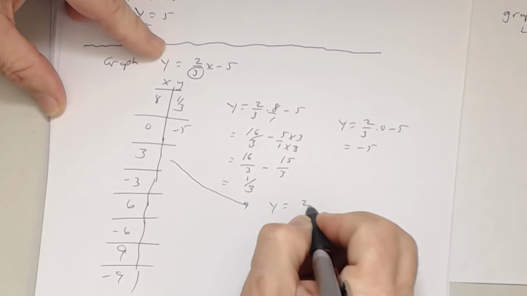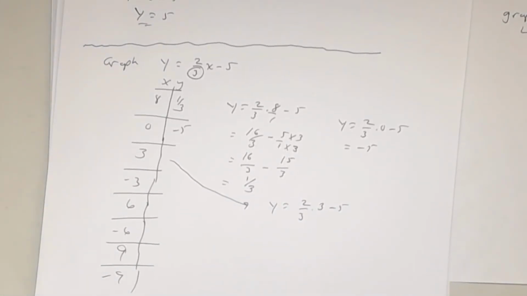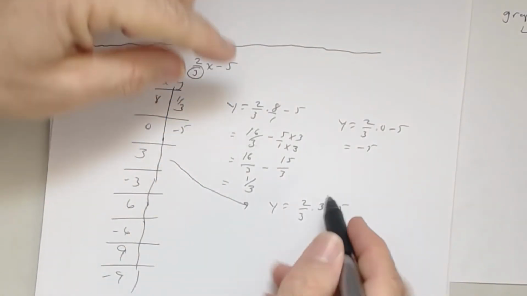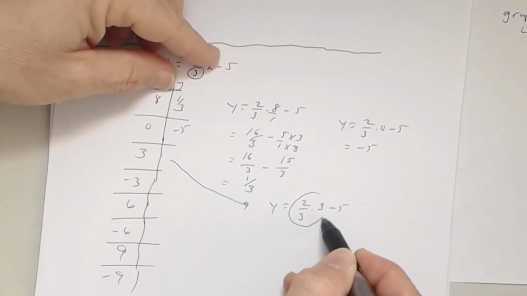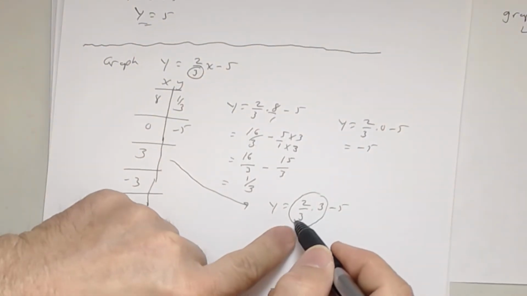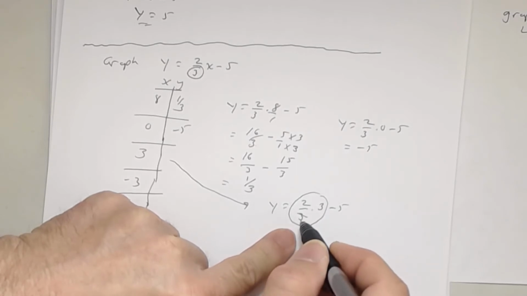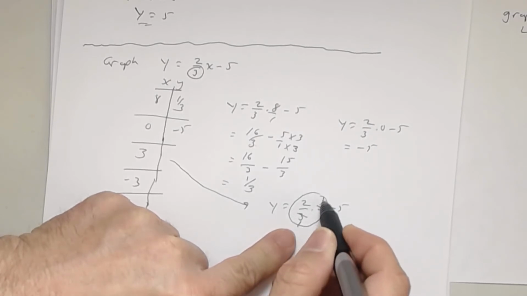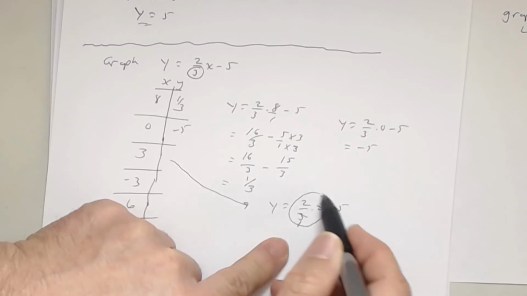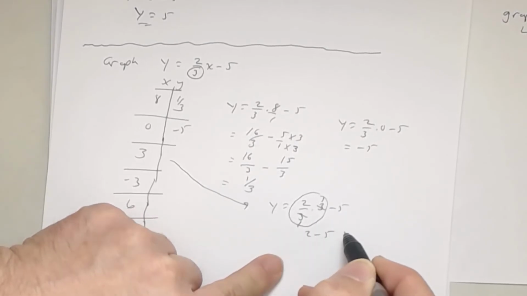Let's do 3. y equals 2/3 times 3 minus 5. And you see this 2/3 times 3 right here? Remember, the whole purpose of using numbers divisible by 3 is so this denominator can reduce in the number I chose for x. 3 goes into 3 one time. So what is this product that I have circled? 2. What is 2 subtract 5?